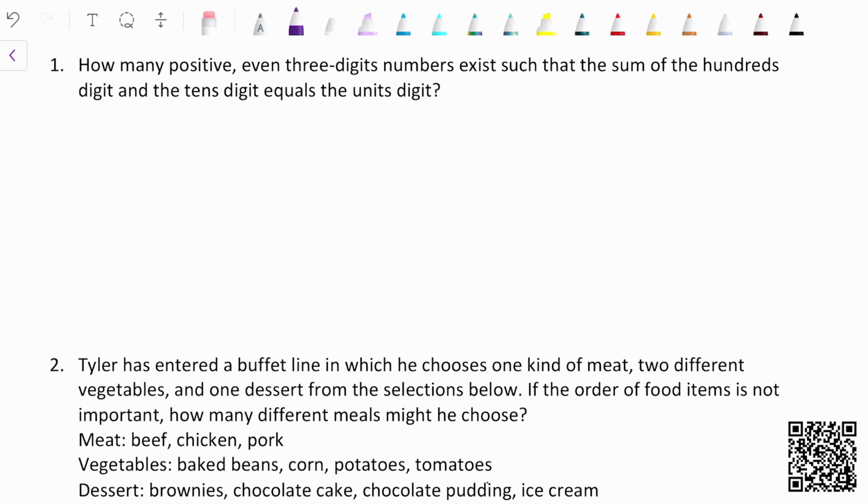Today's first question is, how many positive, even 3-digit numbers exist such that the sum of the hundreds digit and the tens digit equals the units digit? So if we think about it, there are only 4 even numbers that actually apply to this rule.